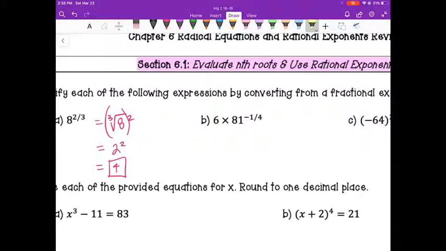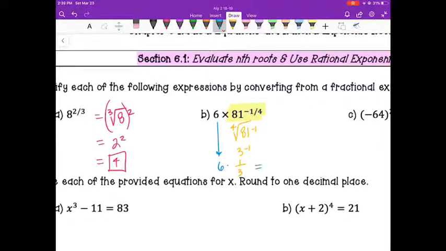Example B, we would first want to simplify that 81 to the negative 1/4. So that'll be the 4th root of 81 to the negative 1st. Again, you can either do 81 to the negative 1st first, or you can say the 4th root of 81 is 3, and 3 to the negative 1st is 1/3. So we're going to bring that 6 down with us. 6 times a third would give us 2.